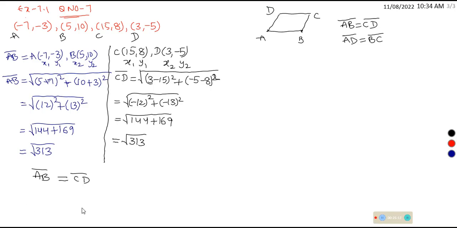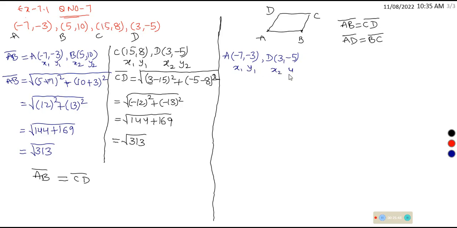Okay, now we have to check the next part. For the next part, we have to show the remaining two sides also should be equal. So the remaining two sides are AD, with A as (-7, -3) and D as (3, -5). So for AD distance, here it will be x1 y1 and x2 y2.